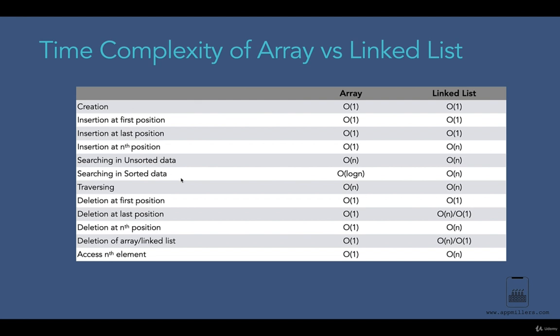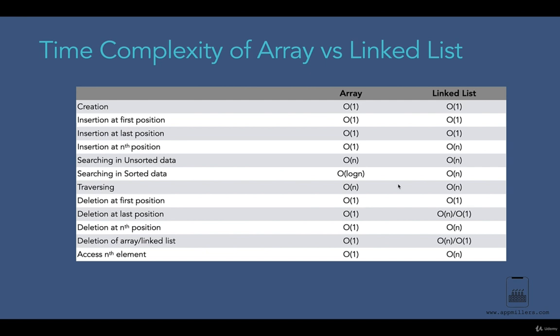Then the next operation is searching in sorted data. Now in case of array, when we are searching in sorted data, we can implement binary search. So this will take O(log n) time complexity. So we are going to talk about binary search in our searching algorithm sections. At this moment, you just need to know that if you are searching in sorted array, it takes O(log n) time complexity. Now, in case of linked list, it doesn't matter because here also we are going to do linear search.